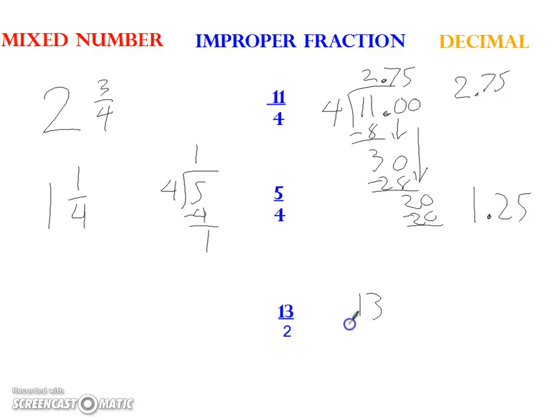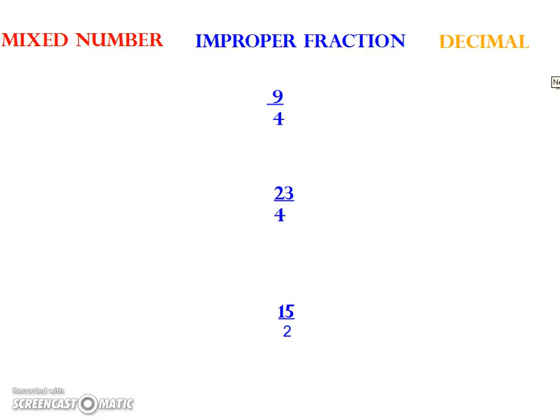Down here I've got 13 halves, so 13 divided by 2, it goes 6 times. I got 12. 1 left over. That would be 6 1/2, which would make it 6.50. Your turn. Stop the video when you try it out.